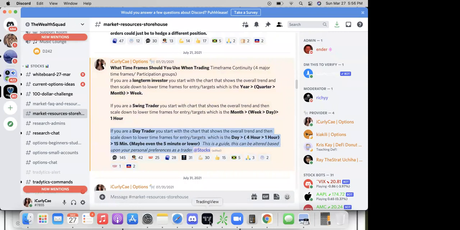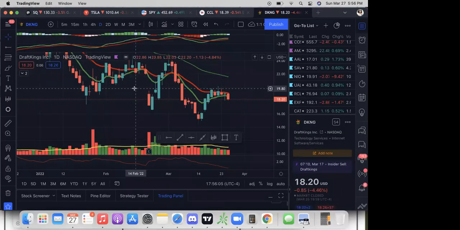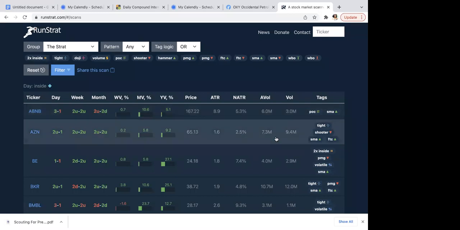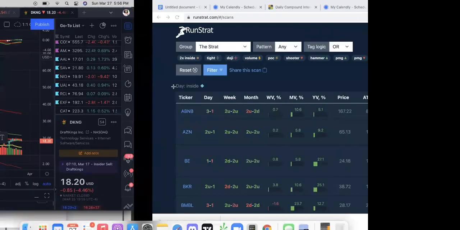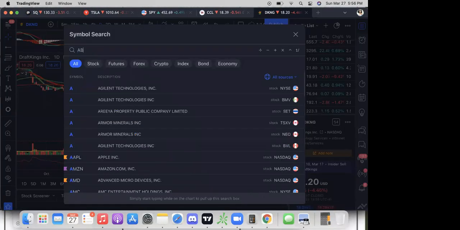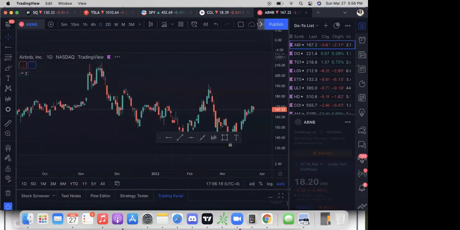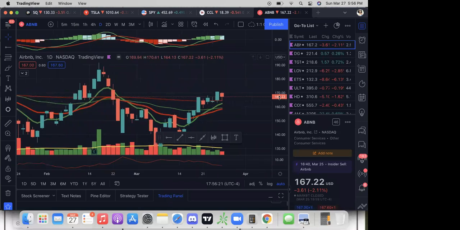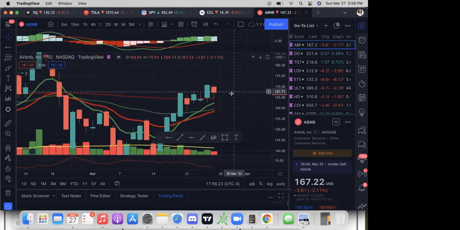So for example, if you're trading off of an inside candle, let me look at RunStrat. See, we can be lazy right now. It's nothing you really got to use. All you got to do is just go there, and if you're looking for inside candles, you just put, I'm looking for inside candles. We're on a 5-minute chart, but let's just pretend that we are on a 1 hour.